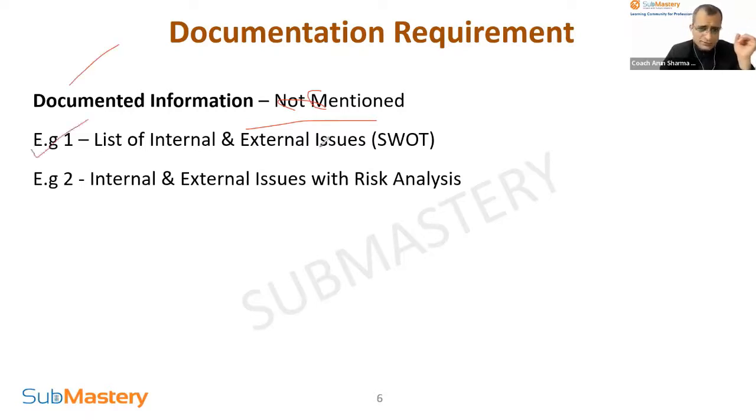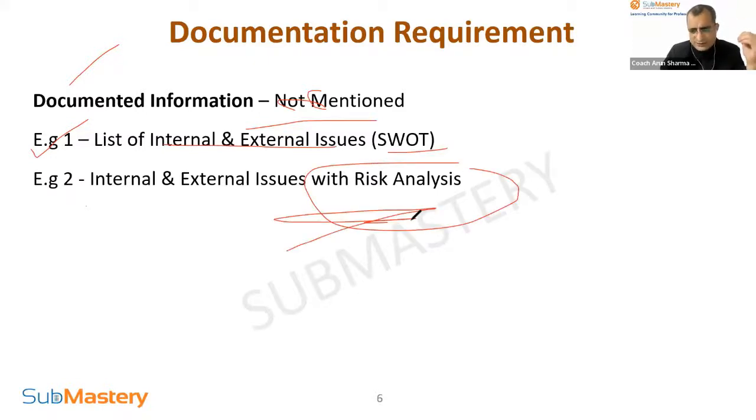So you need a list of internal issues, and you can also do risk analysis. Although risk analysis is mentioned in 6.1, you can still do risk analysis here also. In this particular format, you can combine the risk analysis with the internal and external issues. What could be the potential risks for internal and external issues can also be identified, right?